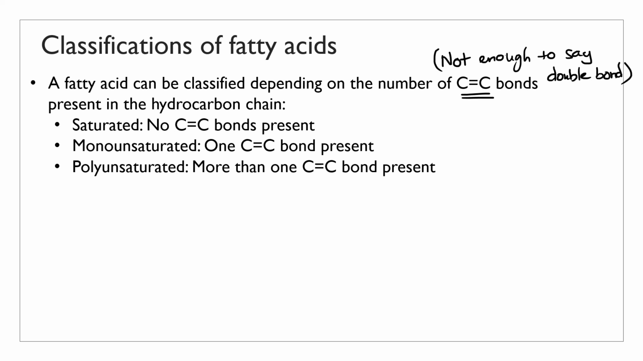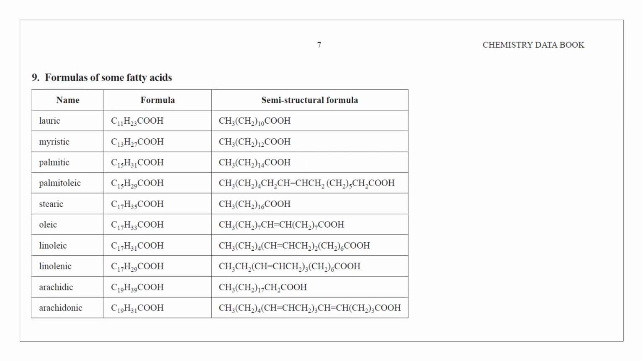So I think that's pretty self-explanatory. All right, so this is the table that you get in your data book. It's page 7, table 9, and the fatty acids are listed based on increasing number of carbon atoms in the chain, and they're actually very nice these days. They give you the condensed formula and semi-structural formula, and you can tell very easily whether or not a fatty acid is saturated or unsaturated from this list.